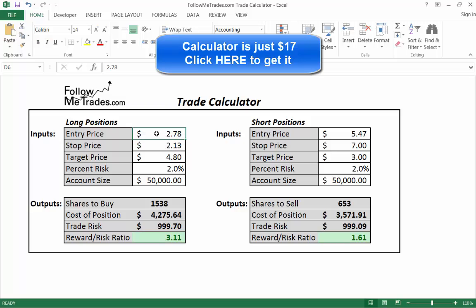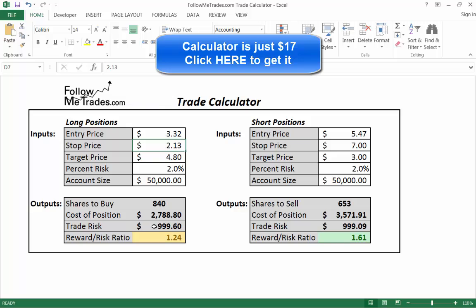Now current price is above that entry. The current price is up at 332. So now the number of shares I would buy would go down because the distance between the stop and the entry is greater. So it's saying in this case only buy 840 shares, and that's less.